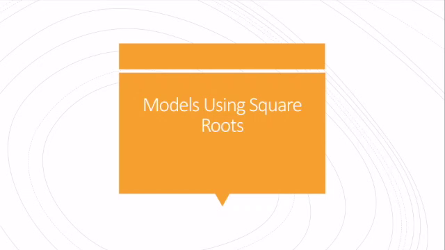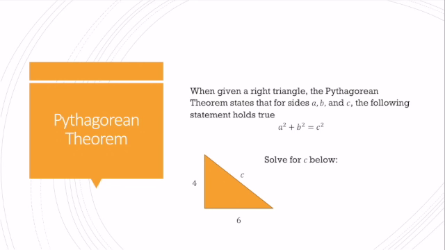All right, now I want us to work through some mathematical models, so some real-world applications that use square roots. The first one of these is the Pythagorean Theorem, and it states that when you're given a right triangle, friendly reminder, a right triangle has a 90-degree angle. The Pythagorean Theorem states that for sides A, B, and C, the following statement holds true.